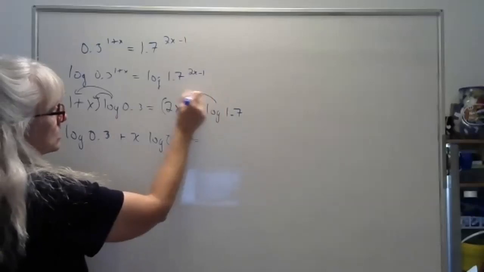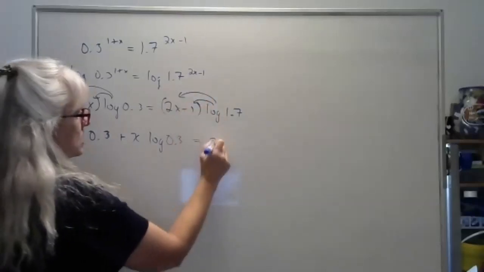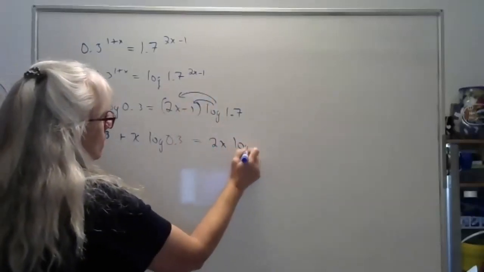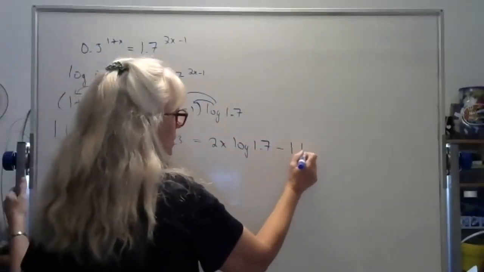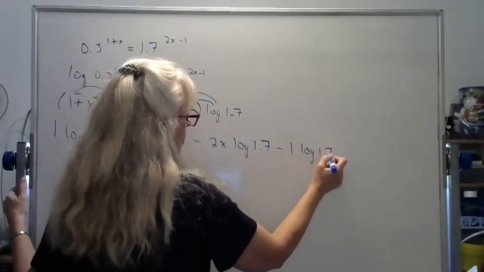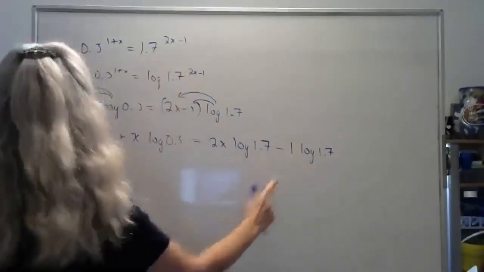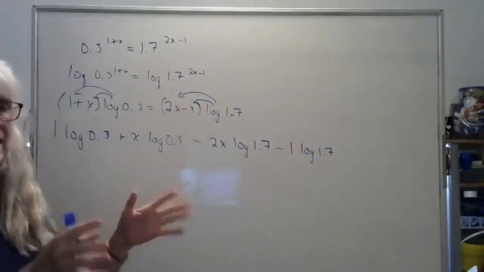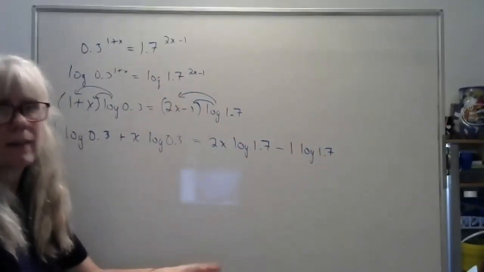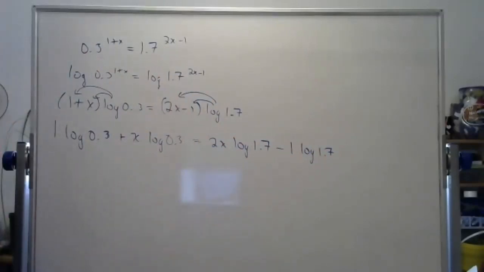Okay, on the other side, again, we'll distribute that log to both terms. So we'll have a 2x log of 1.7, and then minus 1 times the log of 1.7. And I don't really need these ones that I'm writing in front of the log, and I'll drop them in the next line, but I want to make sure everybody recognizes that you did distribute, and that's part of recognizing that.